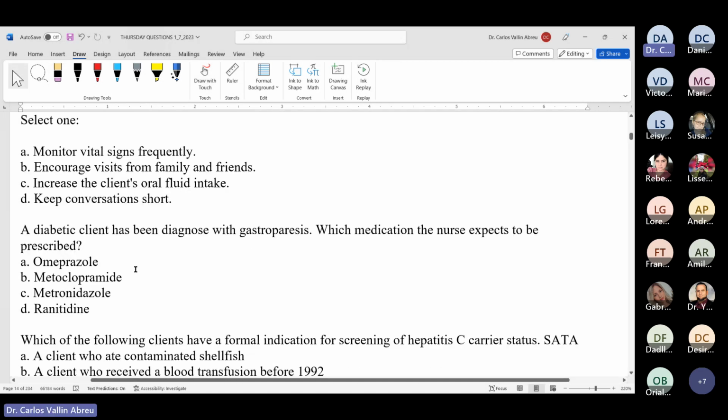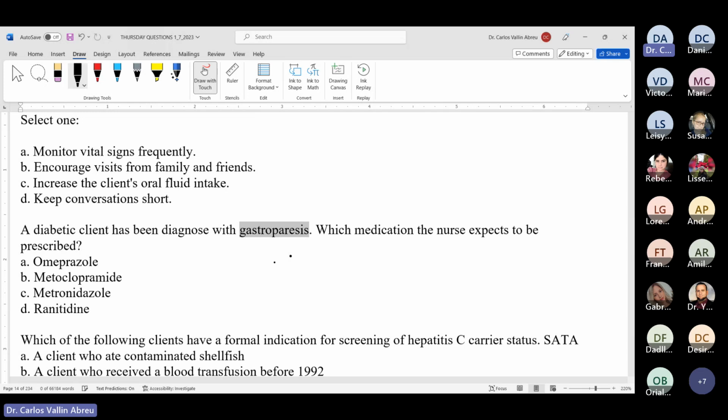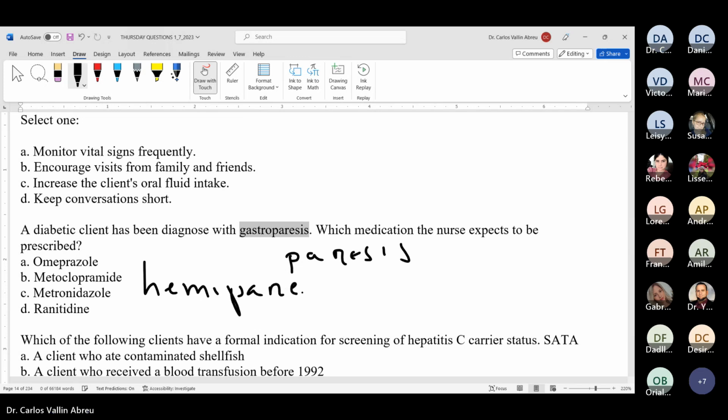A diabetic client has been diagnosed with gastroparesis. Okay, it is a tricky question because it is a term that not everybody manages. Nevertheless, you should learn that paresis is a weakness, because you can have this word hemiparesis, the same as you can have hemiplegia.